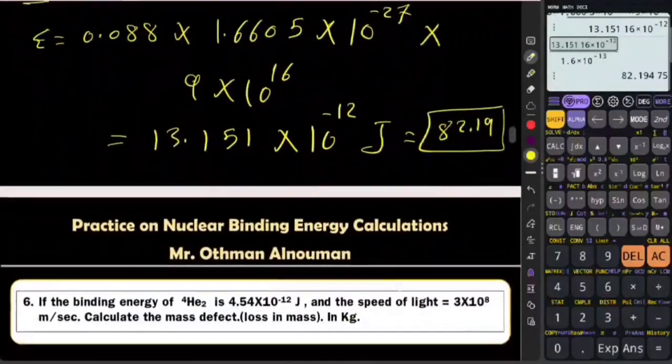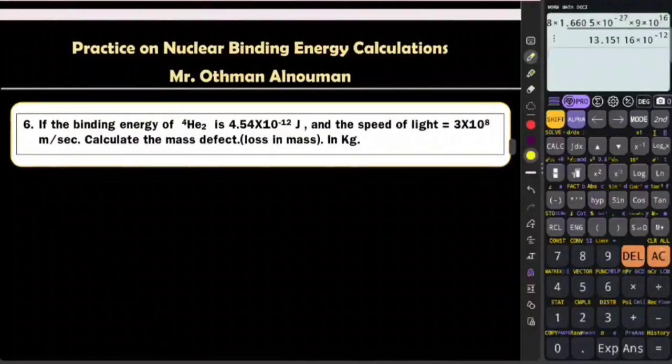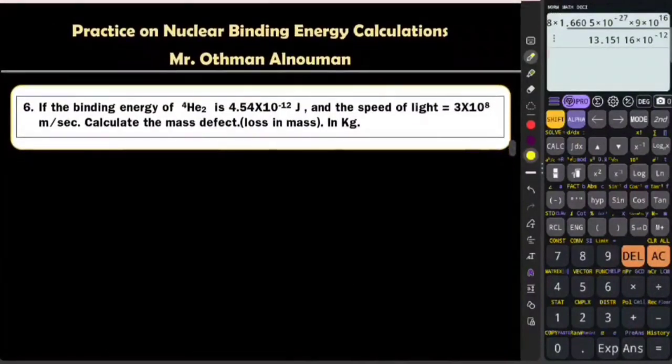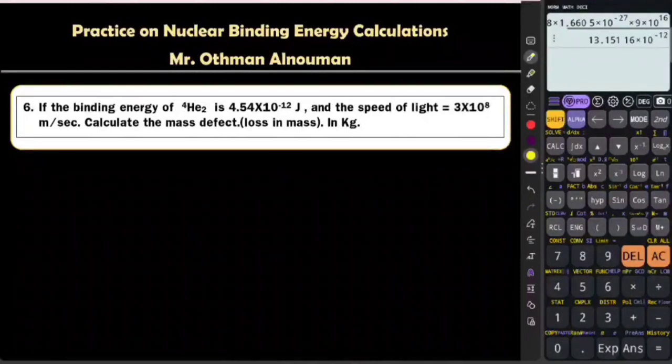So let's go to another question. Here it says, if the binding energy of helium is 4.54 times 10 to the power of negative 12, and the speed of light is 3 times 10 to the power of 8 meter per second, calculate the mass defect. Now in this question it needs the mass defect. Here we have the binding energy and we need the mass defect.